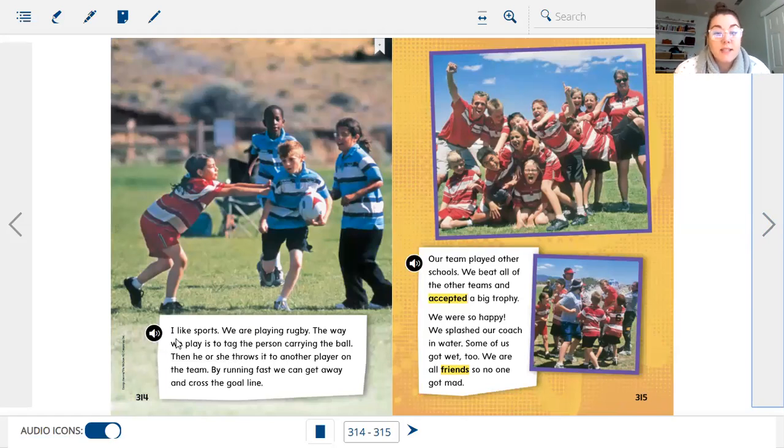All right, together it says, I like sports. We are playing rugby. The way we play is to tag the person carrying the ball. Then he or she throws it to another player on the team. By running fast, we can get away and cross the goal line.